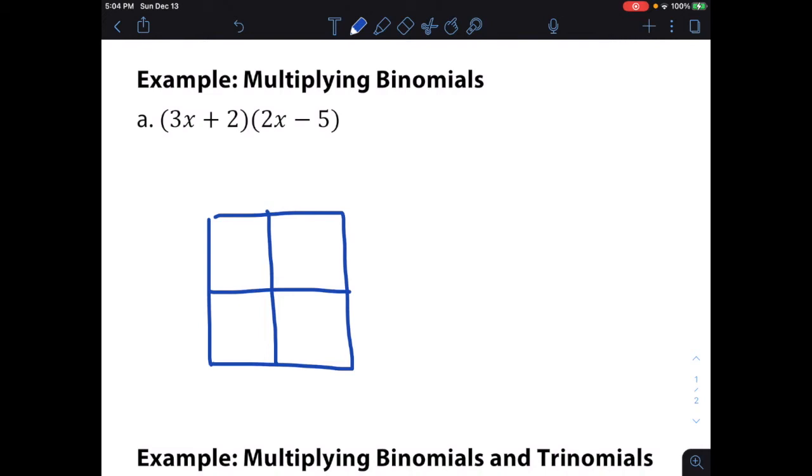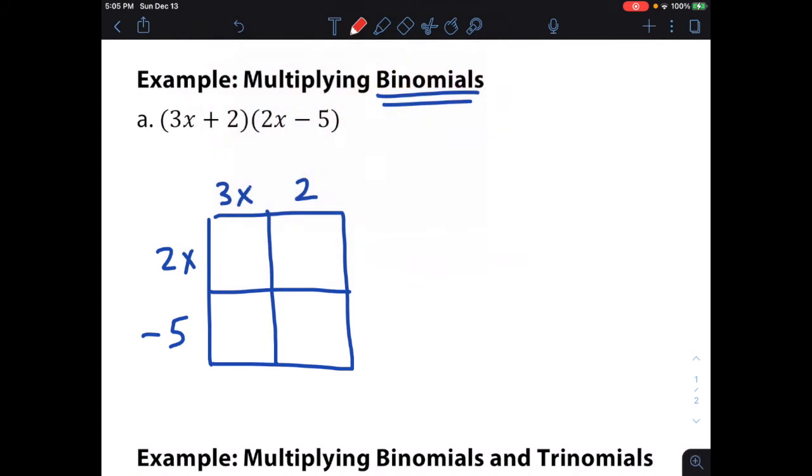So in this case, we have 2 binomials. So these are binomials. Bi means 2. So there's 2 terms in each one. The 3x is one term. The 2 is another term. The 2x is one term. The negative 5 is another term. So we can put those binomials wherever we want. So I could put the 3x and the 2 on the top or down the side. It doesn't matter. As long as I don't put the 3x on the top and the 2 on the side. I want to keep them together. So they're together. And then we have 2x. Actually, this works well because it's easier to see that's a negative 5 now.